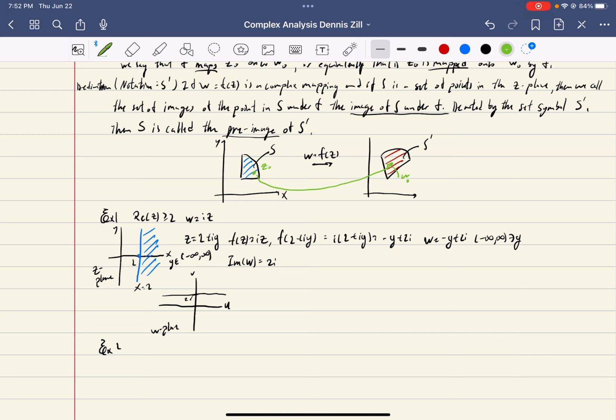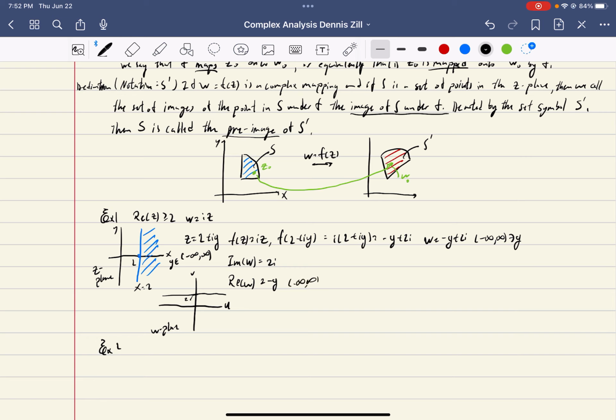Right? And now we know that y is unbounded. So what is y? Y is just the real axis. So you think of it like this: the real part of w is equal to negative y, right? And y is unbounded. That means we can go from negative infinity to infinity.